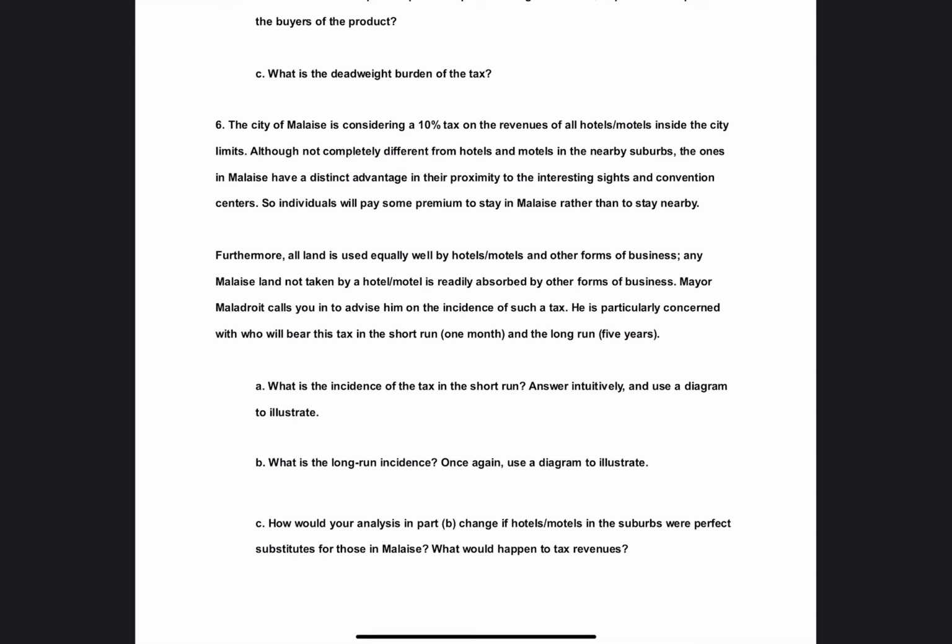And in sub exercise A, we're asked what is the incidence of the tax in the short run. Answer intuitively and use a diagram to illustrate. So the question here is which side of the market is more elastic in the short run and in the long run, and hence has to bear most of the tax. We will use the information given in the exercise description to determine which side of the market is more elastic than the other in the short and the long run. So let us start with sub exercise A.